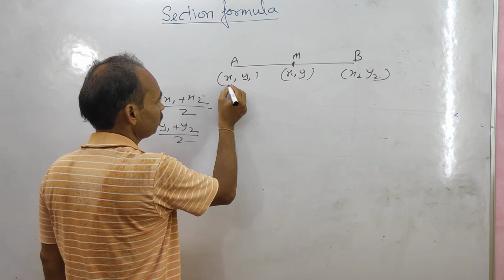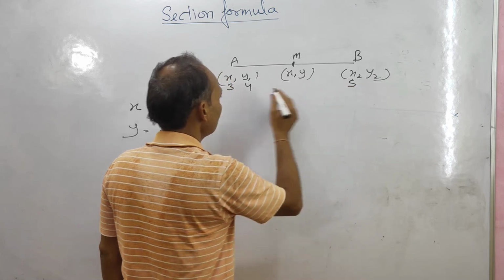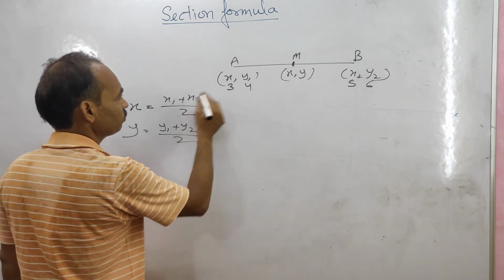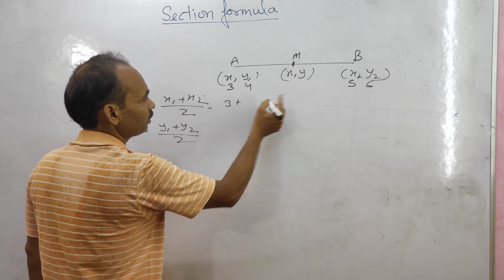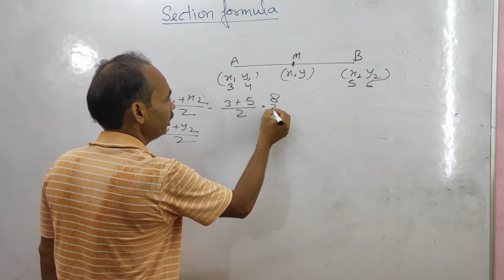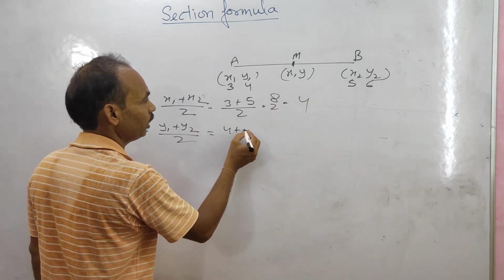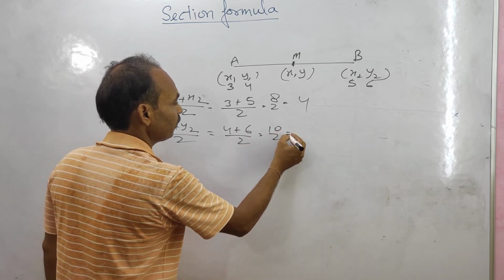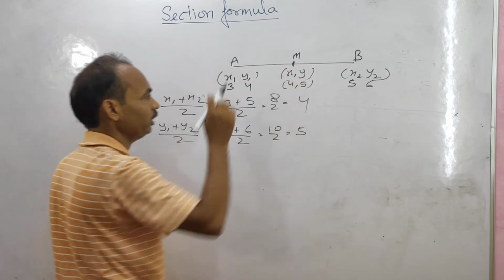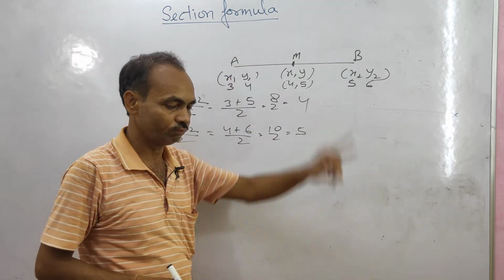Suppose x1 is 3, y1 is 4, x2 is 5 and y2 is 6. Then what is the value of x and y? x1 is 3 plus x2 is 5, upon 2, 8 upon 2, 4. And what is the value of y? y1 is 4 plus y2 is 6, upon 2, 10 upon 2, 5. So the midpoint is (4, 5). You can easily calculate the midpoint between two points A and B.